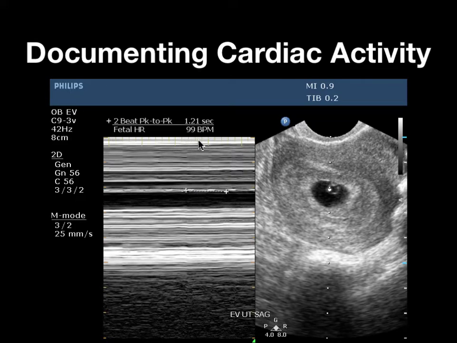So this is going to be the way you can prove, whether you put an image on PACS or you put a thermal print on the chart, that the embryo was either viable or non-viable at the time of your scan.